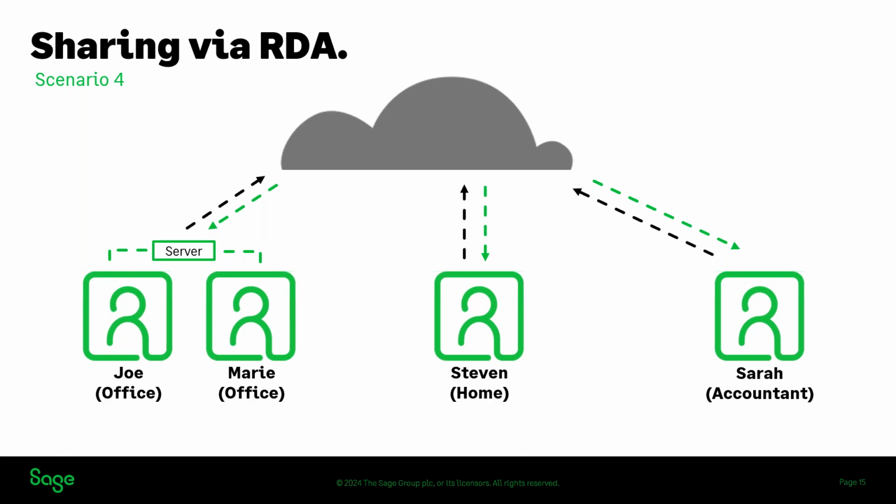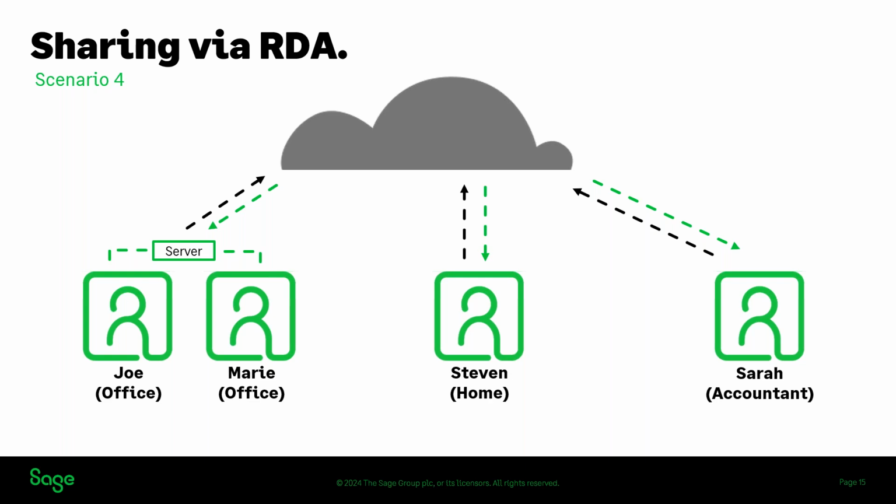So finally, scenario 4. Here is if you have a server involved. You can use a server and remote data access. For example, you have Joe and Marie in the office, but there are 2 PCs networked by a server. Although they are 2 separate users using their own machines and their own software, because they are working from the same data location, i.e. the server, they class as one site.